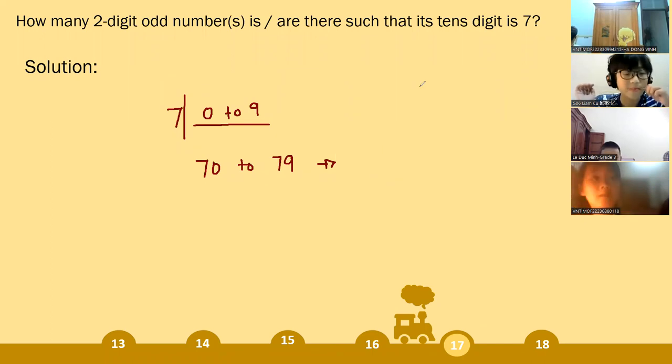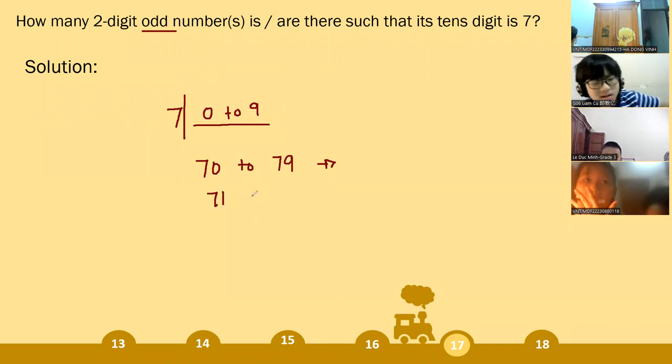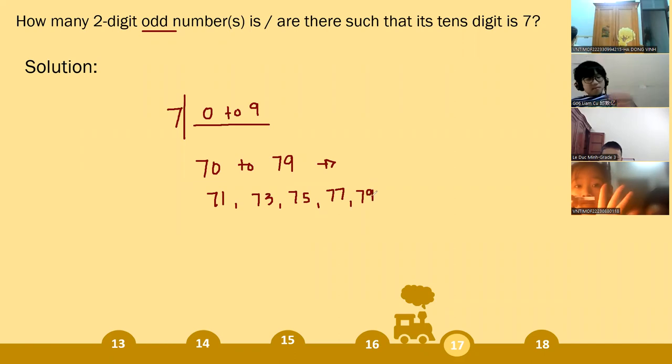No. You are asked to find the number of odd numbers. So the numbers that you can put there are 71, 73, 75, 77, and 79. So the answer is 5.